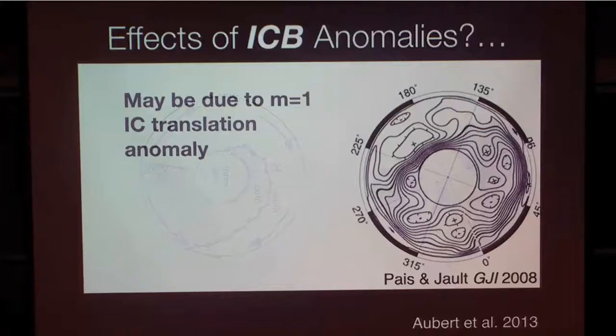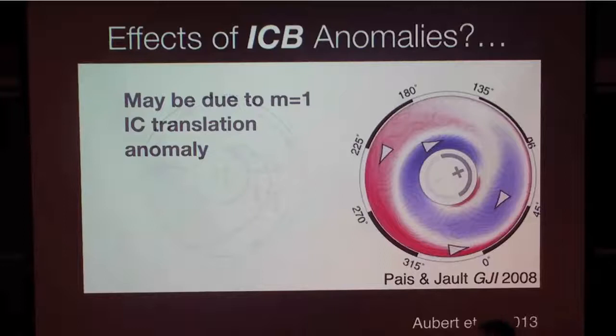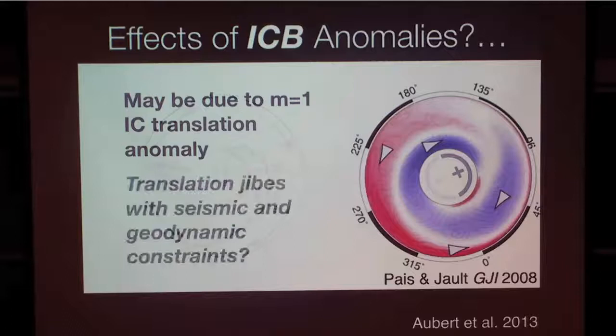So lastly, you could put an ICB anomaly from a translating inner core. That's M equals 1, and that produces something like this. And in the dynamics community, I would argue people still right now think that's the best model. So if seismically, you guys think that's the worst model, please say it louder. I'd love there to be more communication between dynamicists twisting knobs and data from other communities. Okay? So, thank you. I'm done.